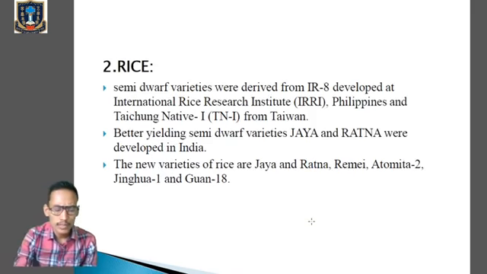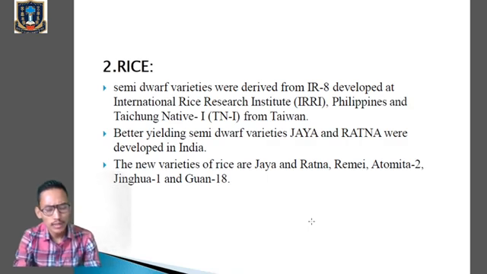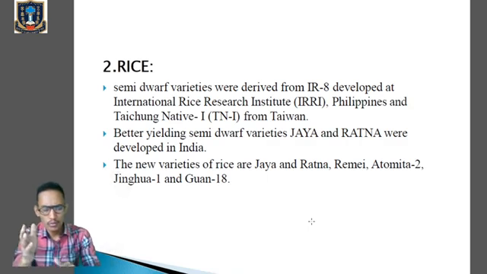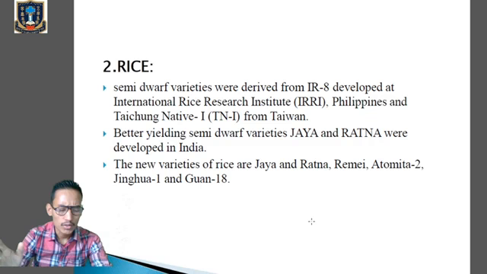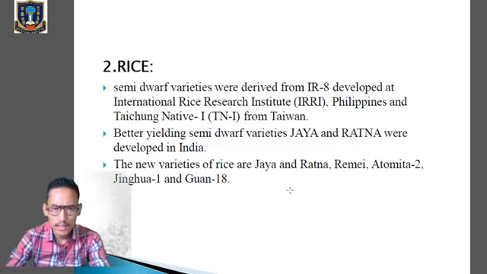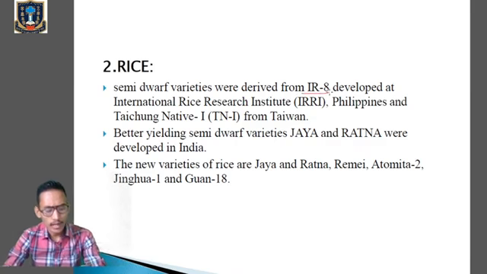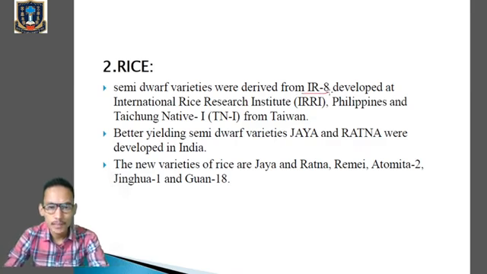So here also you have to remember the names of the rice. Rice production in India went up from 35 million tons to 89.5 million tons. So let's see a few varieties. Semi-dwarf varieties were developed from IR8. Remember carefully, they were developed from IR8, developed at the International Rice Research Institute, IRRI, Philippines, and Taichung Native 1, TN1, from Taiwan.